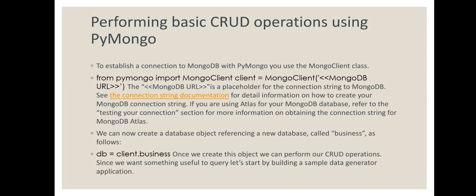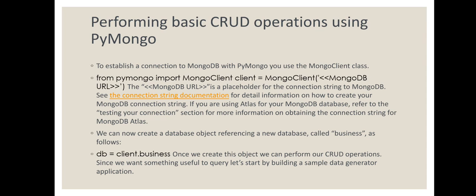Performing basic CRUD operations using PyMongo. To establish a connection to MongoDB with PyMongo, you use the MongoClient class: from pymongo import MongoClient. The MongoDB URL is a placeholder for the connection string to MongoDB. See the connection string documentation for detailed information on how to create your MongoDB connection string. If you are using Atlas for your MongoDB database, refer to the testing your connection section for more information on obtaining the connection string for MongoDB Atlas.